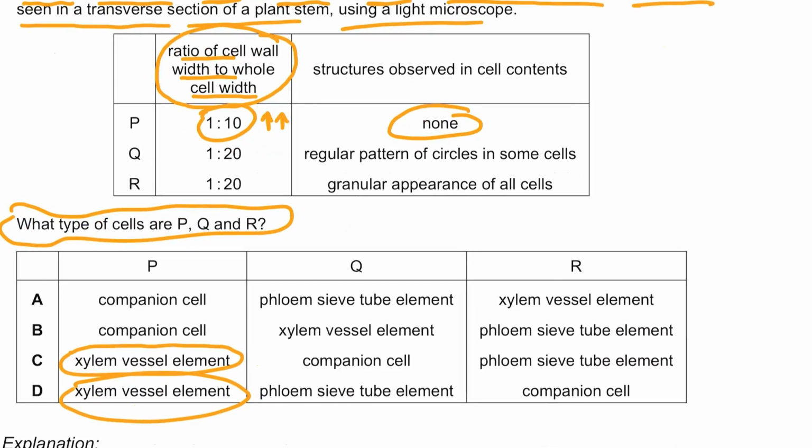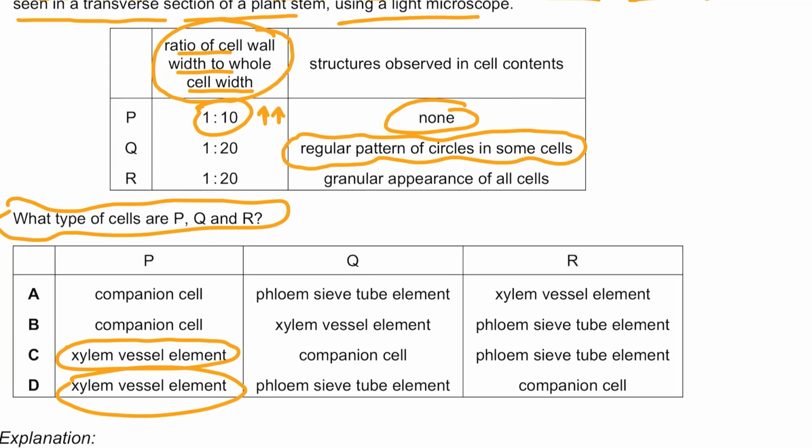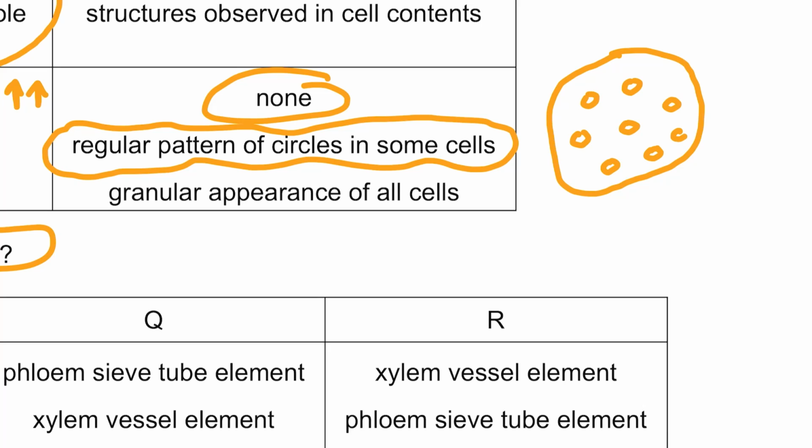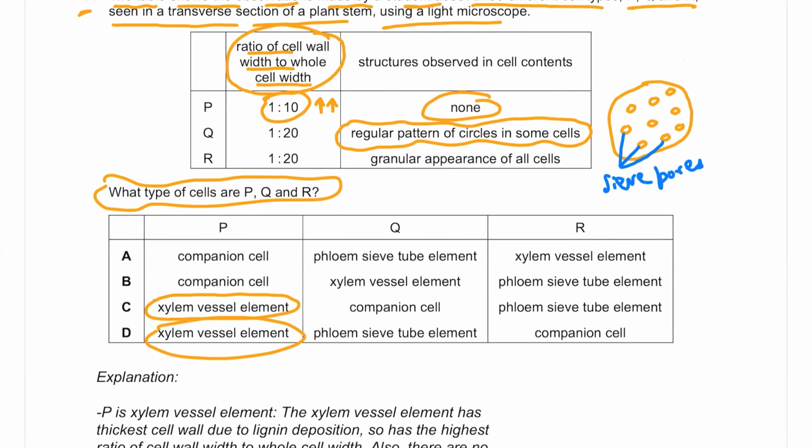If we talk about Q and R, what is Q and what is R? Regular pattern of circles in some cells. So guys, if you look at the transverse section of the stem and you see some cells with regular patterns of circles like this, it means that you are looking at the sieve tube element, because the regular pattern of circles are basically the sieve pores. So Q is the phloem sieve tube element.